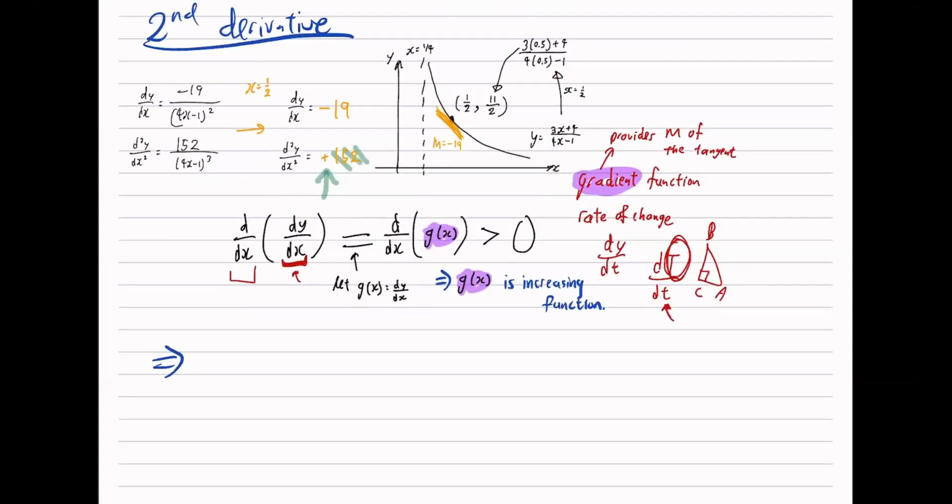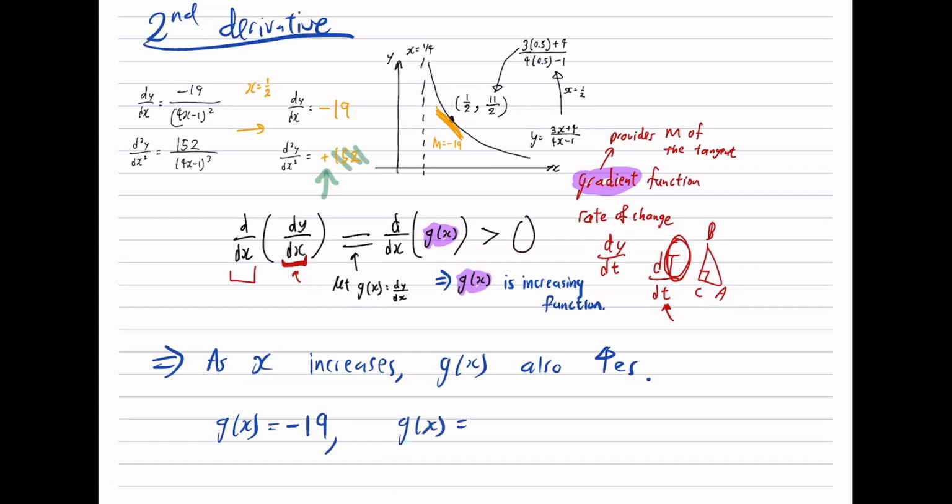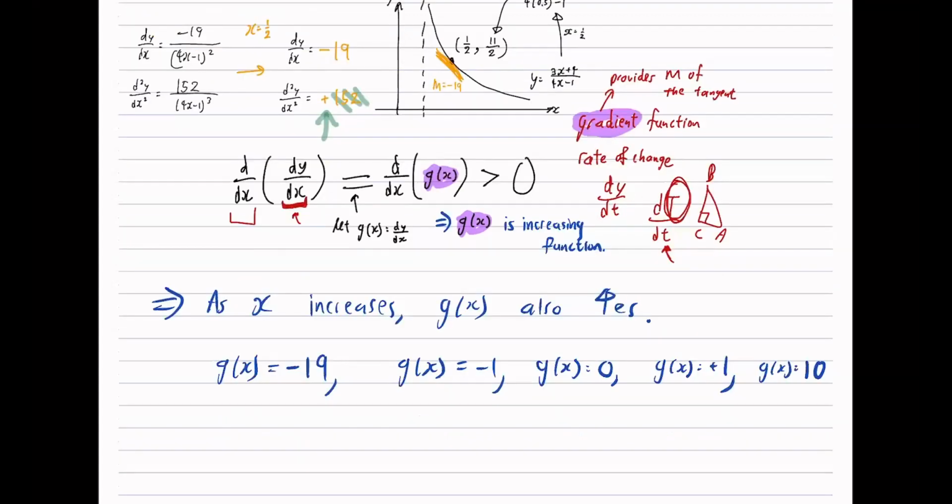Okay, this implies that g of x, okay, no. Increasing function means as x increases, g of x also increases. So g of x can be, for example, negative 19. Then eventually g of x will grow into negative 10. Then it will grow, okay, don't grow so slowly, just grow to negative 1. Then g of x will go to 0, and g of x will go to positive 1, and g of x will go to positive 10. Okay, something like that. That's what increasing means. Does it make sense?